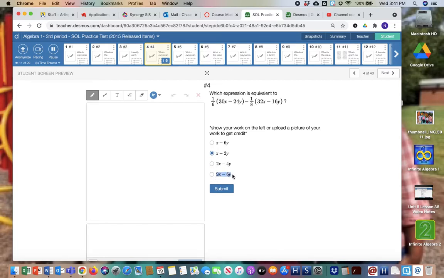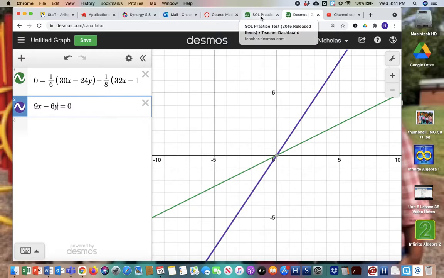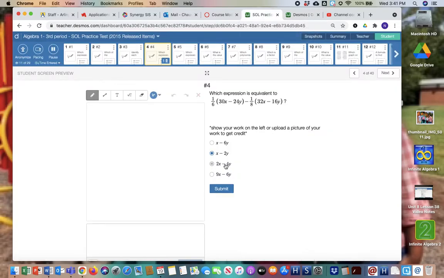Let's prove the last one's not right. So 9x minus 6y. So I go here and I type in the 9x minus 6y. Notice it's not the same line. So actually, both of these gave us the same line. Well, what do we want? We want to show the most simplified form. So which one has the smaller numbers? Oh, the x minus 2y. Those are smaller numbers than the 2x minus 4y. So that has to be the answer. Okay. Now you could do the for real work where you multiply in, and combine all the like terms, but I just showed how to do it with checking with graphing.